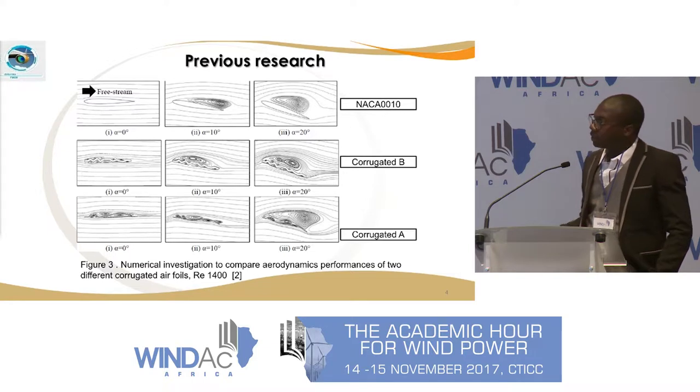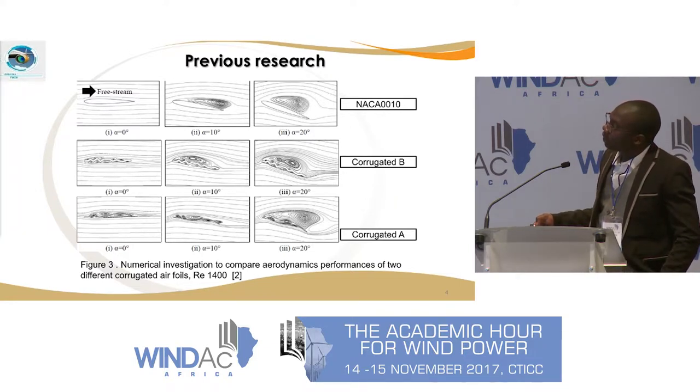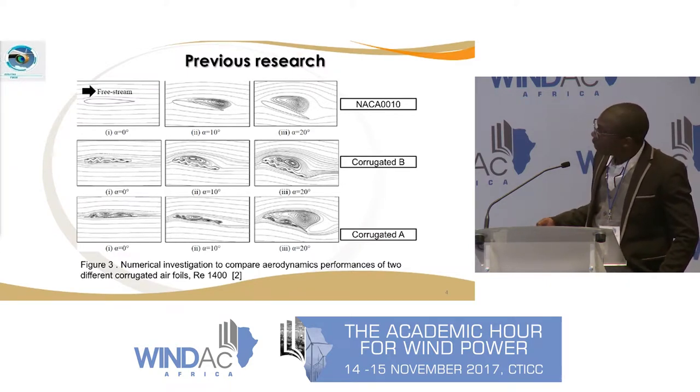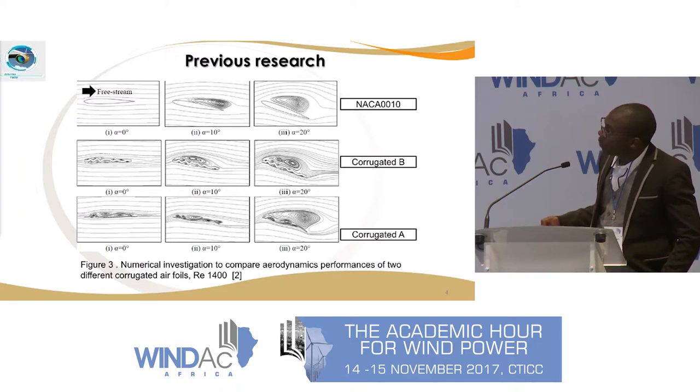But as angle of attack increases, that's where we spot the difference. For example, at angle of attack of 20, we can see the conventional airfoil has a large flow separation bubble at the upper surface, while the corrugated ones, at the mid-span, have two of them. The difference between corrugated A and B is that corrugated A has a heap that causes the pressure to reduce compared to corrugated B.